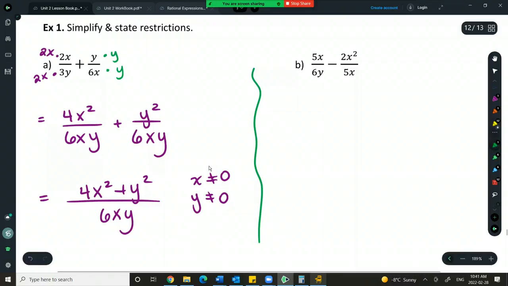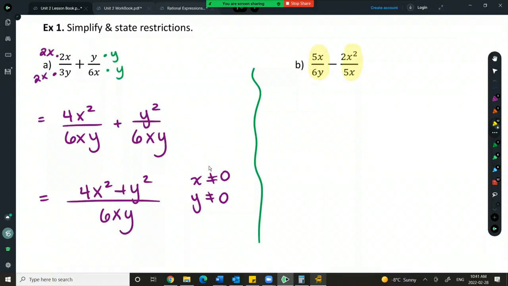Okay, so next one. First thing I'm going to ask myself, can either of these fractions be reduced just as I look at the individual fraction itself? No cross-canceling or anything like that.